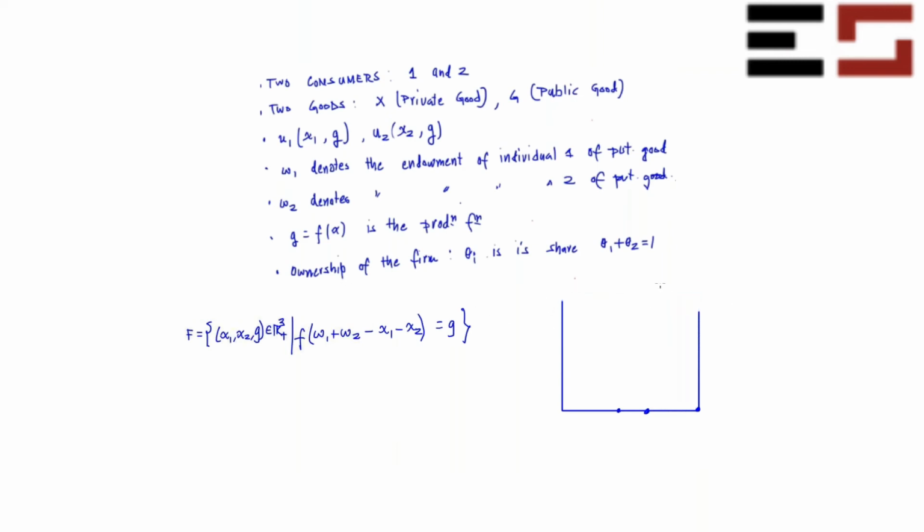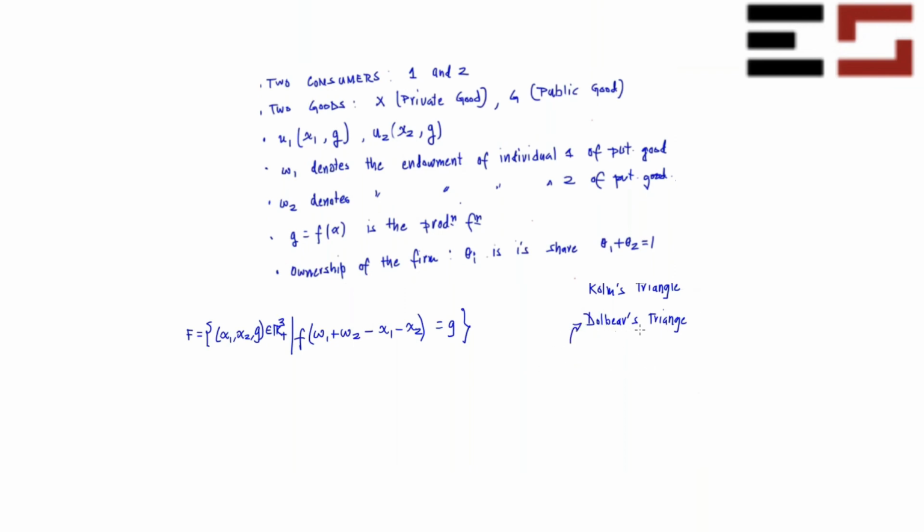Now what can we use? Actually there are two types of pictures that you can draw, basically two types of graphs that are used in literature to represent the set of all feasible allocations for a public good economy. One is known as Cohn's triangle, and the other is Dolbear's triangle. I'll tell you both, but I'll be using this one.